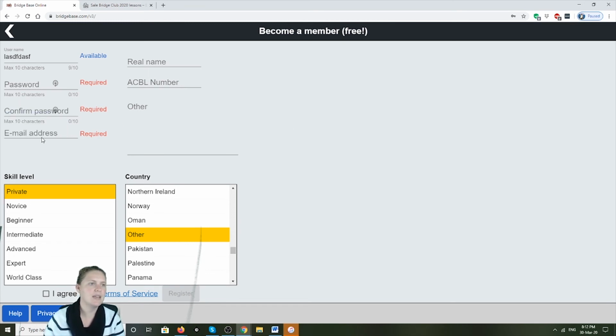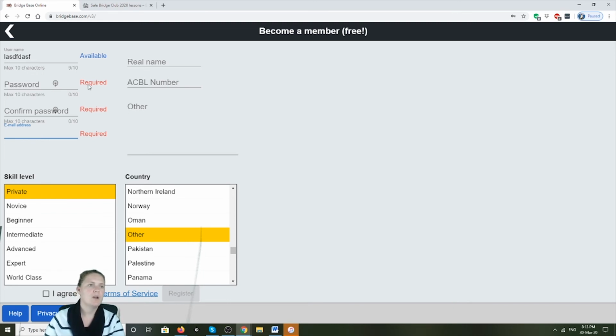The next field down is email address. And they will send you an email to verify your account. So it is important that you use an email address that you can access. Now, in theory, that's all you need to do to sign up for Bridgebase Online, other than click the register button.